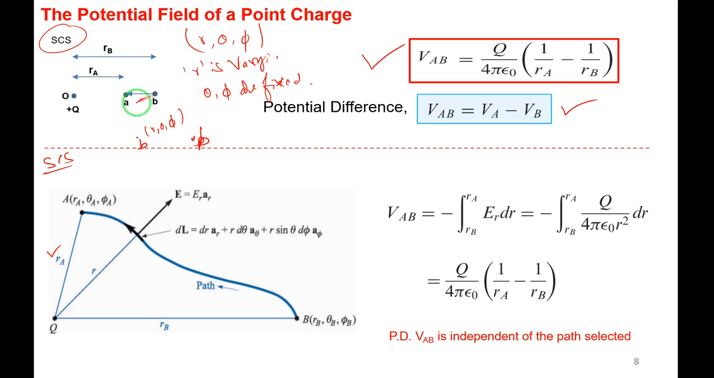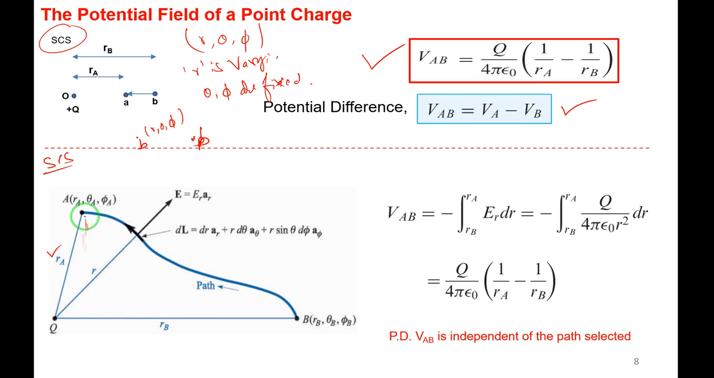Similarly, instead of taking point B in the radial direction, we will take some other. It is not in the radial direction. Radial direction means it should come here. So let me take point B here somewhere, and the coordinates of point B are RB, theta B, phi B, and the distance from point Q is RB. I hope you understood.